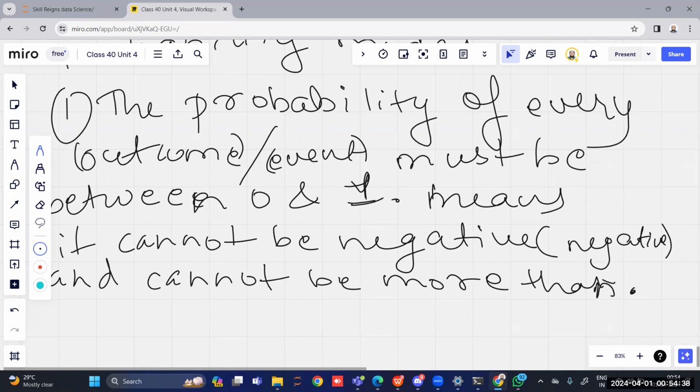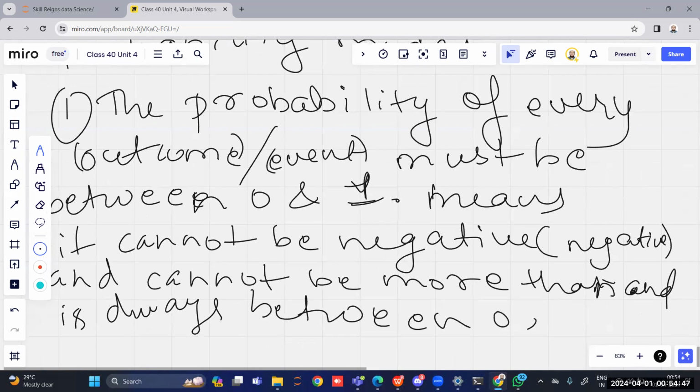And it is always between 0 and 1. That's the same thing that I've written up, between 0 and 1. It can be 0, it can be 1. Not greater than 1, not less than 0.